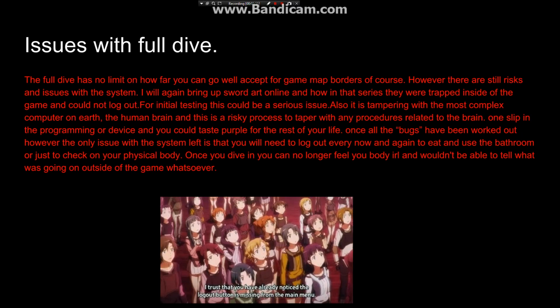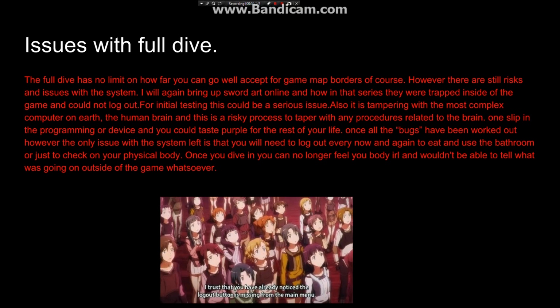Issues with full dive. The full dive has no limit on how far you can go. No space limit, except for game map orders. However, there are still risks and issues with the system. I'll bring up Sword Art Online again. Now, in that series, they were trapped inside the game and could not log out.